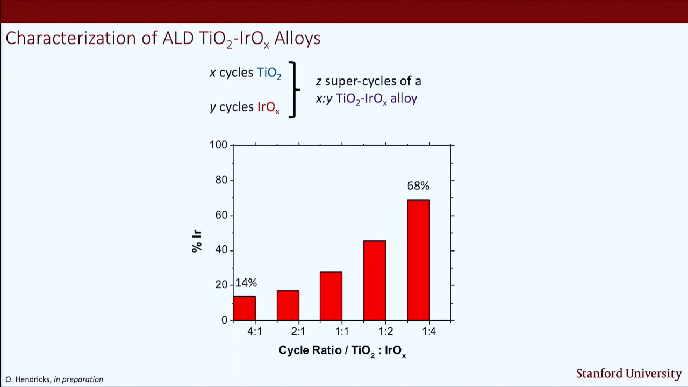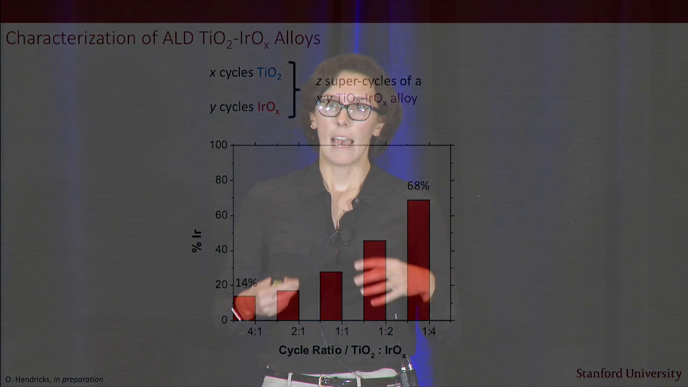Okay, so how do I actually make these alloys? Well, I'm using an all-ALD process, so all I need to do is set a cycle ratio between the number of TiO2 cycles and the number of iridium oxide cycles. And that cycle ratio controls the amount of iridium that I get into the film. And then I simply repeat that cycle ratio for a given number of supercycles to control the film thickness.